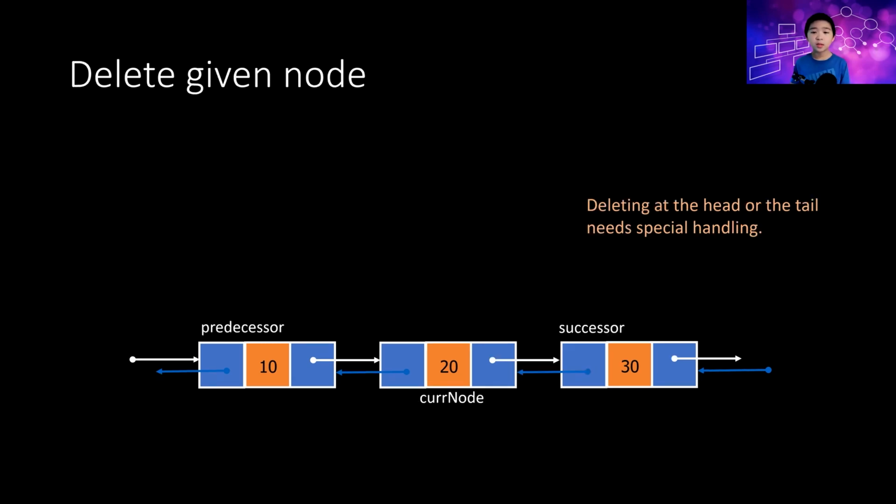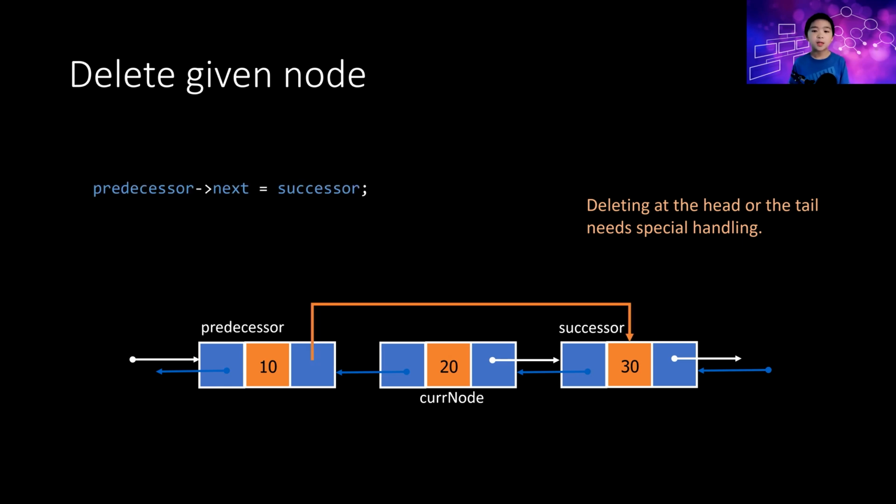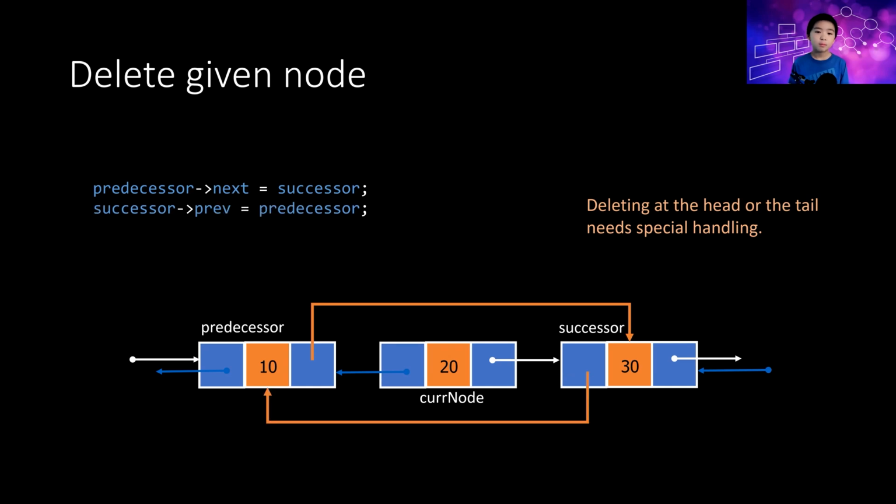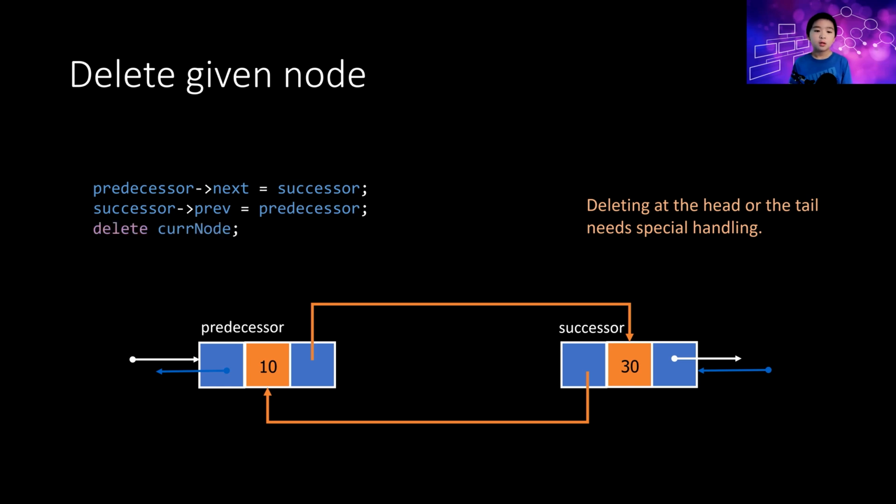Now, we'll talk about deleting a node in the circular linked lists. We only need 3 steps. First, we connect the current node's predecessor to its successor. Second, we connect current node's successor to its predecessor. Last of all, we delete the current node.